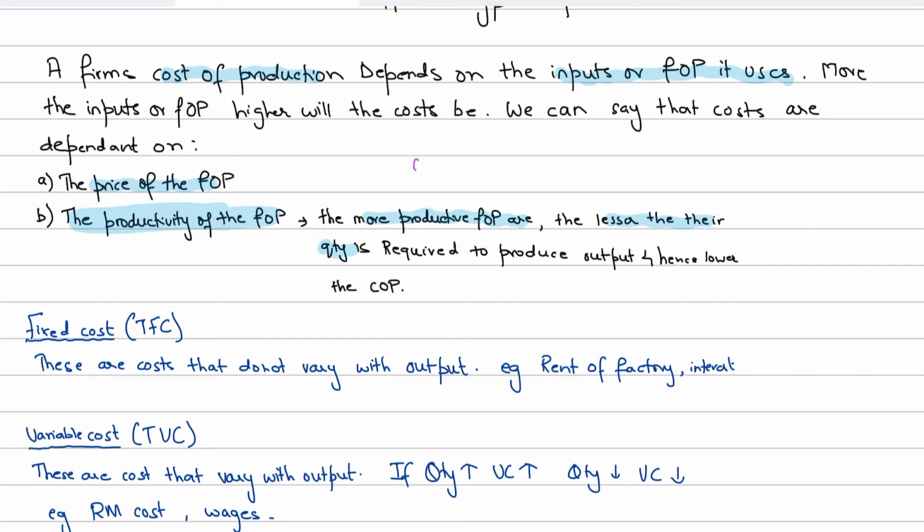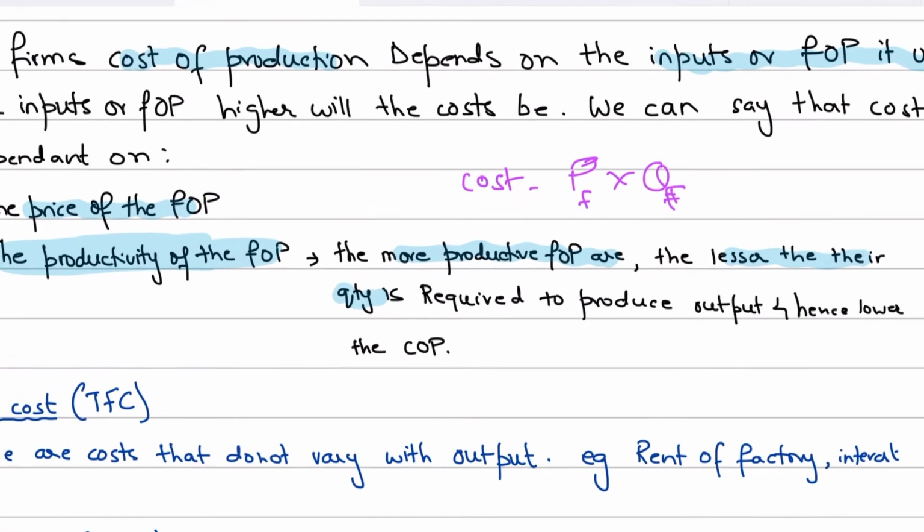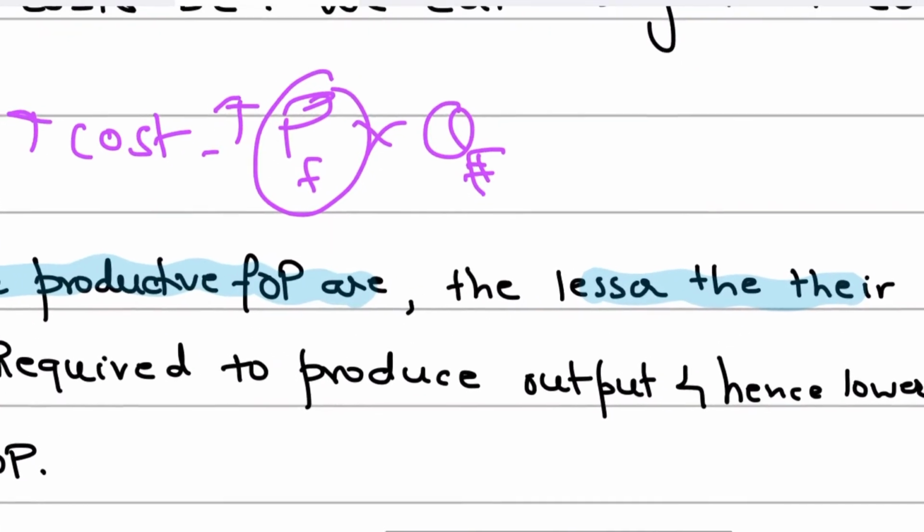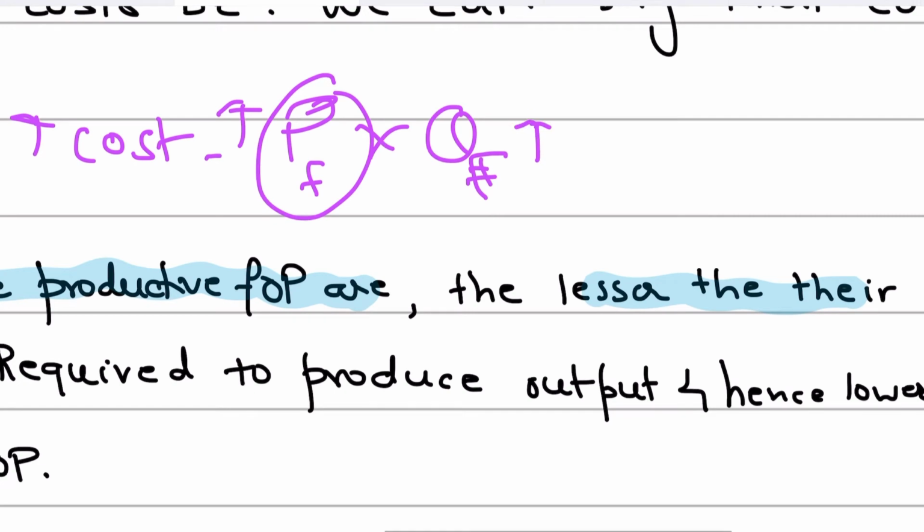Now we know obviously the cost would depend upon the price of the factors times the quantity of the factors. So the price of the factors of production times the quantity of the factors of production that the business is using. So the higher the price of the factors, the more the cost would be. And similarly, the more the quantity of the factors of production it uses, the more the cost would be.